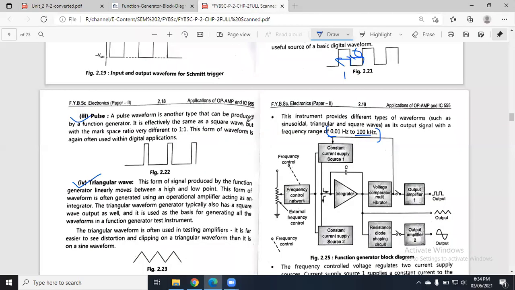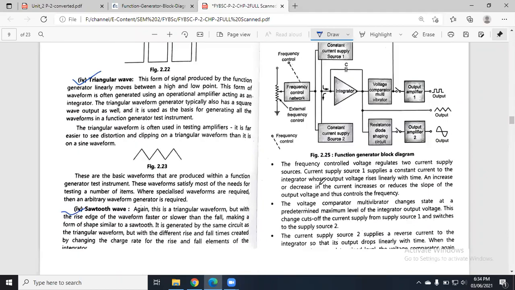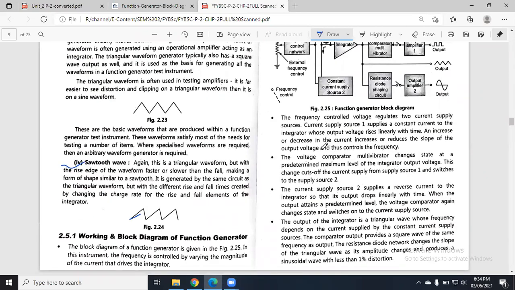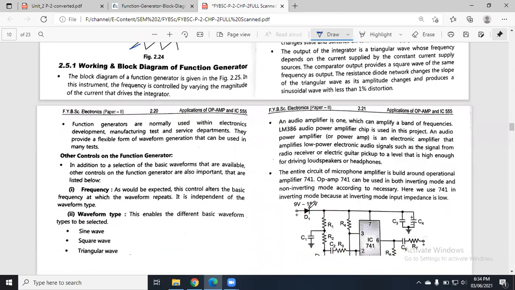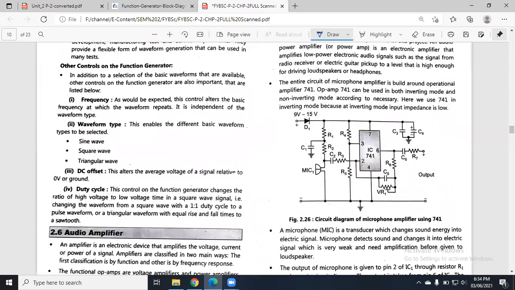After that, we have seen the working of the function generator. The explanation is given here. If you want, you can go through it. Next up, the other controls on the function generator. On the function generator screen, multiple other controls are also present. The first point is the frequency. As would be expected, this control alters the basic frequency at which the waveform repeats. Now, what is frequency? A particular range over which your waveform is going to repeat itself. Correct. So that is nothing but your frequency.